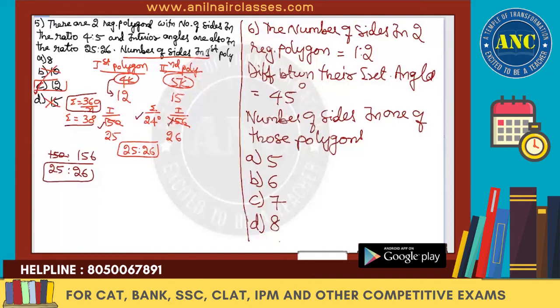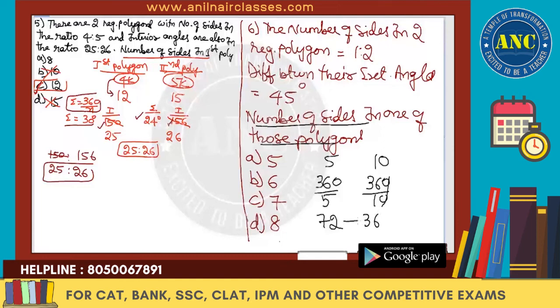The number of sides in the regular polygons is 1:2. The difference between their exterior angles. Again, the best way to solve it is by using the answer options. Suppose I take the number of sides in the regular polygon as 5. If I take 5, the next one will be 10. What is the exterior angle? 360 by 5 is 72. Next is 360 by 10, 36. The difference is 36 degrees. So these are not possible.